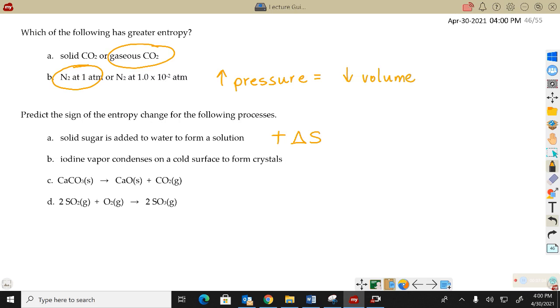What if I have iodine vapors, which means they're gas and bouncing all over the place, that condense on a cold surface to form crystals? Iodine vapors can deposit as solids, like solid crystals. In the solid phase, the particles are all packed real tight together. This is a decrease in disorder. We say negative delta S.